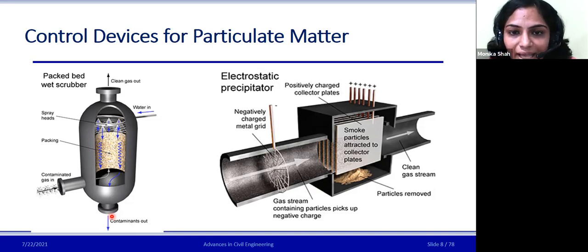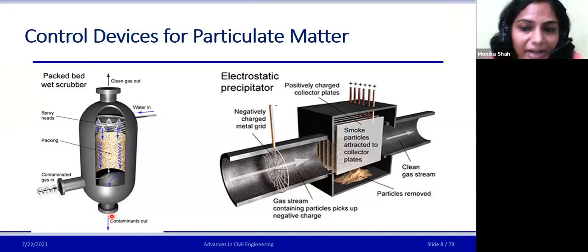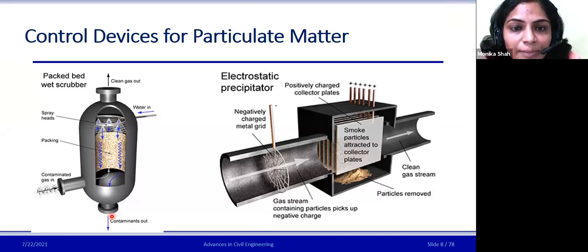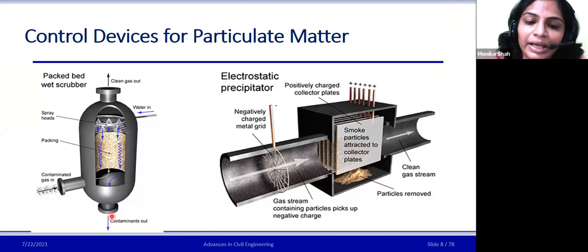After that, we have another one, the electrostatic precipitator. This is a very handy and very effective machine generally used nowadays in all industries to remove particulate matter from the atmosphere. It can even capture a certain amount of smoke particles too.